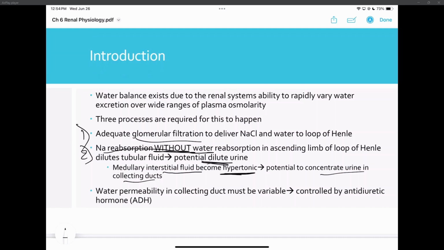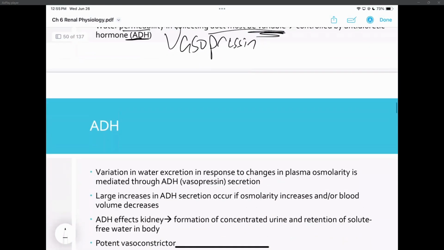So water permeability must be variable in that common collecting duct, and it's controlled by ADH, antidiuretic hormone, also known as vasopressin. So if you ever heard of vasopressin, if you're an EMT before, vasopressin, ADH, they're the same exact thing. So we're going to be talking about ADH.